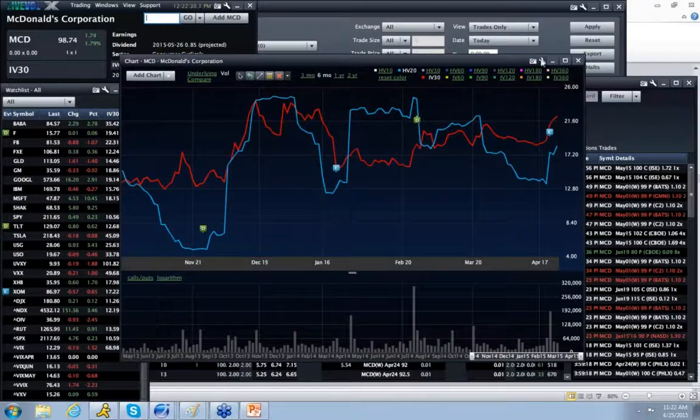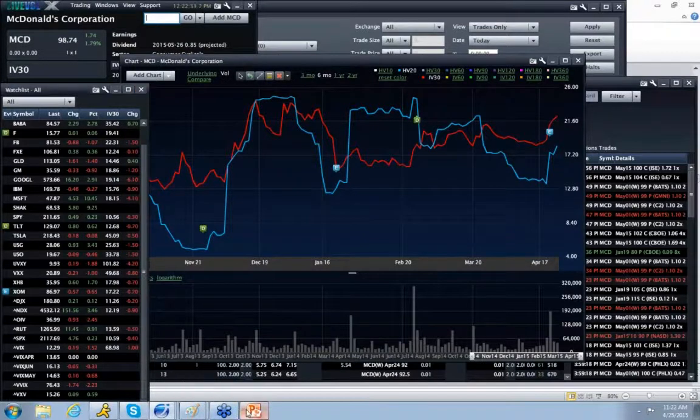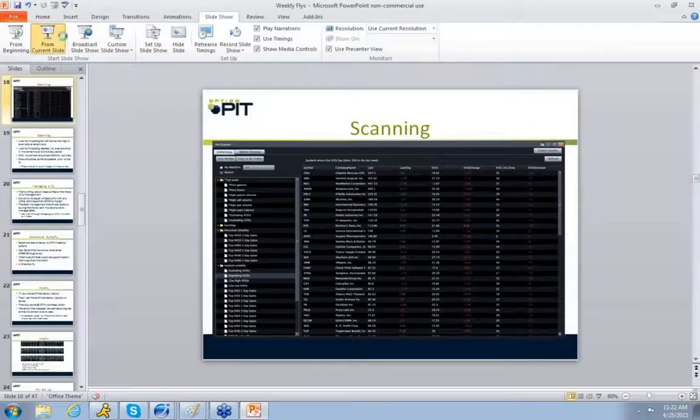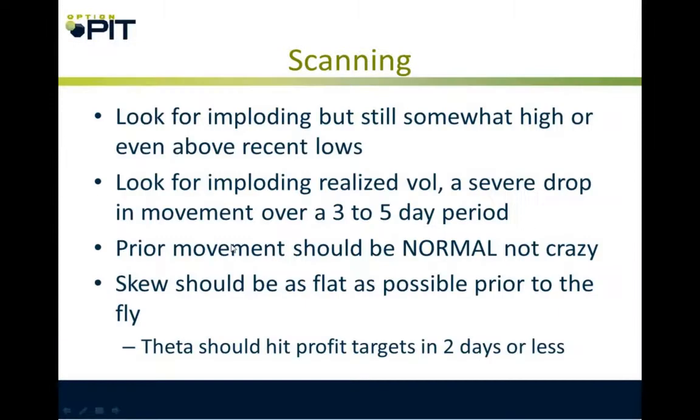All right, so do we all kind of get what kind of stock I'm looking for to do this little butterfly trade? Look for imploding, but still somewhat high, not super high.